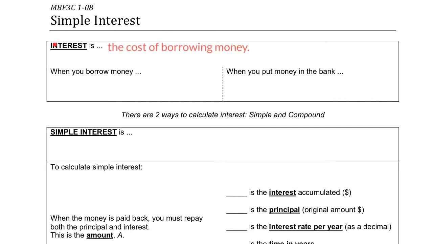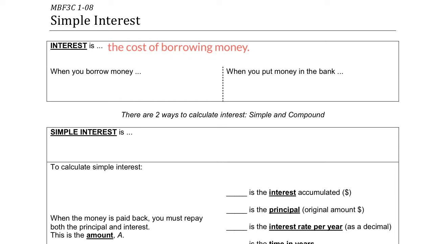You can think of interest as the cost of borrowing money. For example, if you lend me $100 and I don't pay it back for a while, you'll probably expect me to give you back the original $100 that I borrowed, plus maybe a little extra because you had to wait so long. That's kind of the idea of interest. It's that extra cost, the cost of borrowing the money.